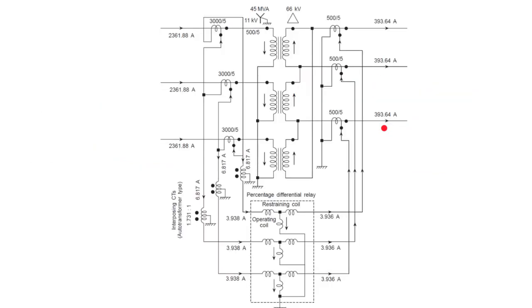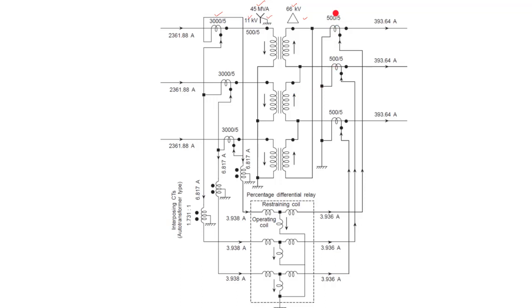Now we can see the conditions in the figure. Here we can see the transformer rating was considered 45 MVA, and it is an 11 kV, 66 kV star delta transformer, right. And for the CT ratio, first we assumed 3000 is to 5 on the primary side, considering the overloading condition of 25%.